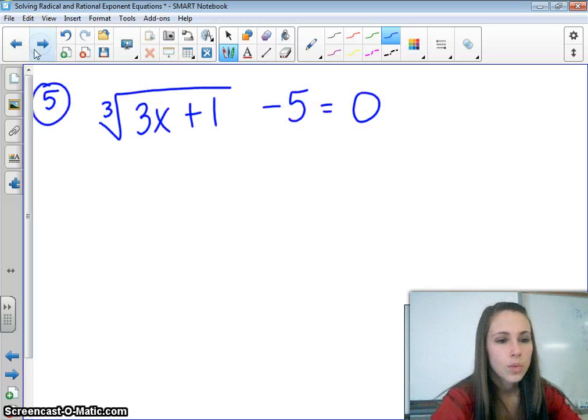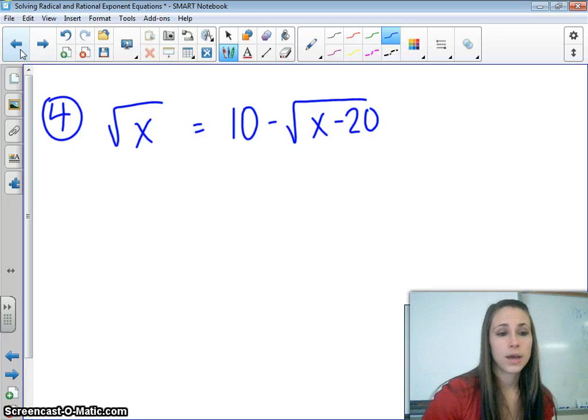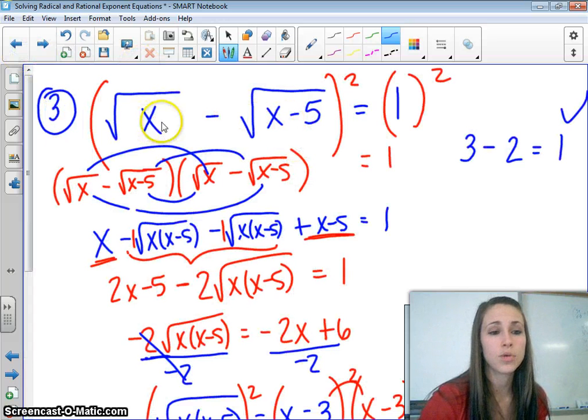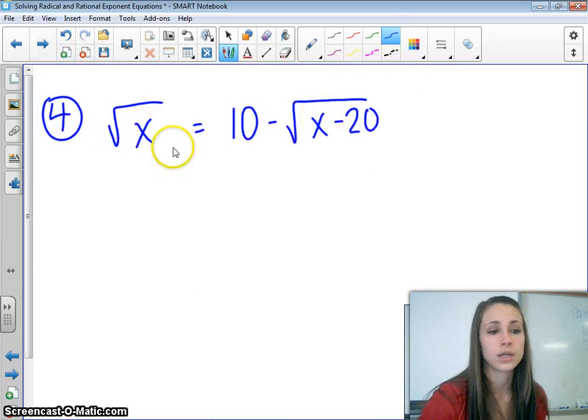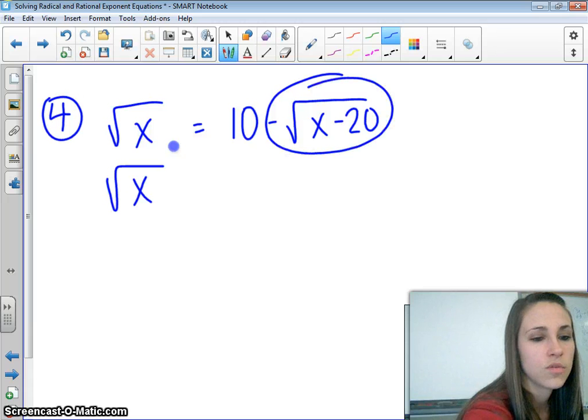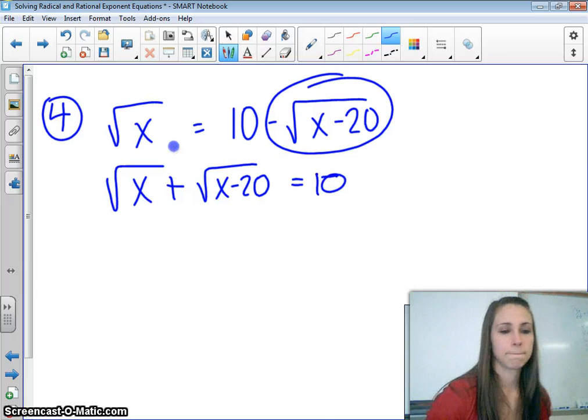Okay, we have 2 more. So number 4 is real similar to what we just did, except our equation is not set up for us like it was originally. Both of the radicals were on the same side in number 3. They're not in number 4. So I'm going to take this radical and move it over by adding it. So this is going to give me this equals 10.